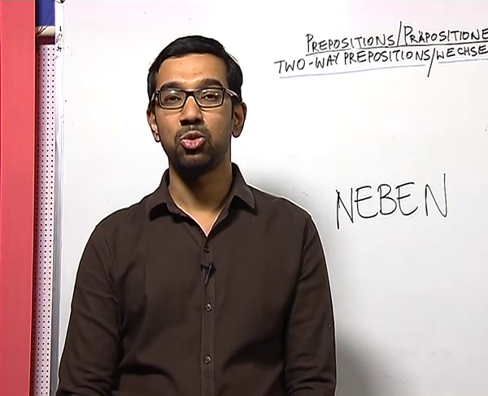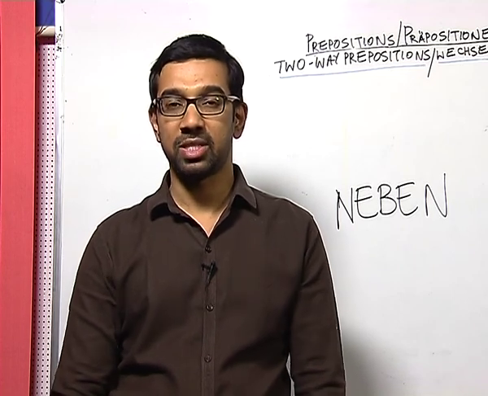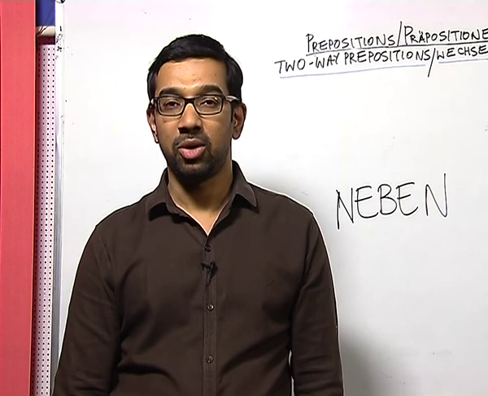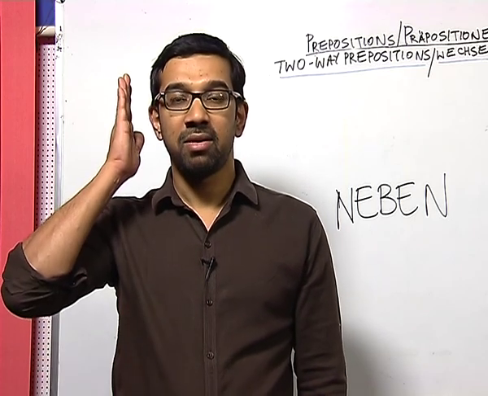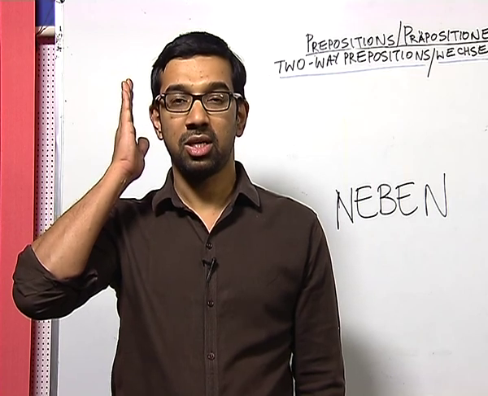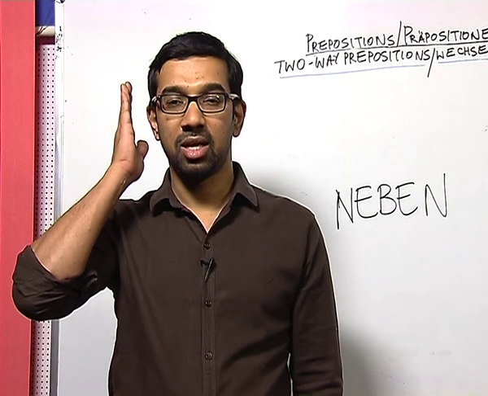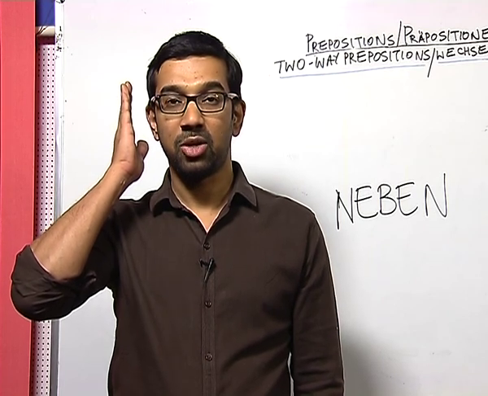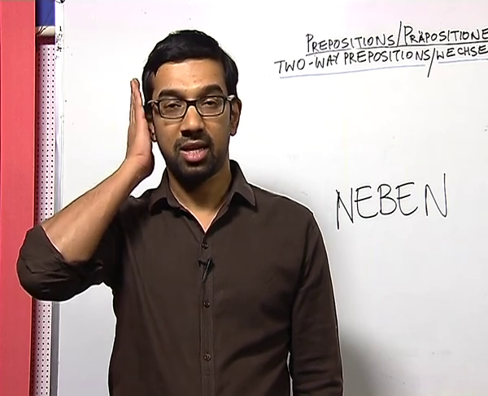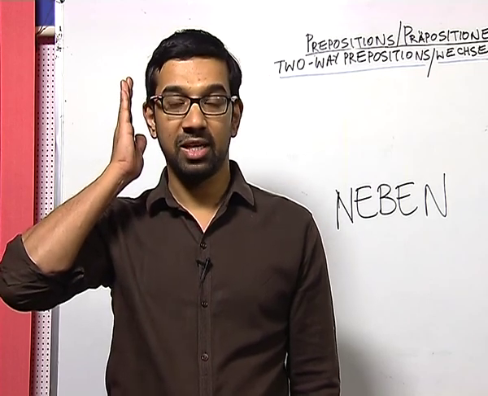Now, let us do the preposition neben. Neben means next to or beside. Take your hand and bring it close to your ear. Don't touch your ear with your hand. This is neben. Remember, when you are touching your ear with the hand like this, it becomes an. When you are not touching it, it becomes neben.